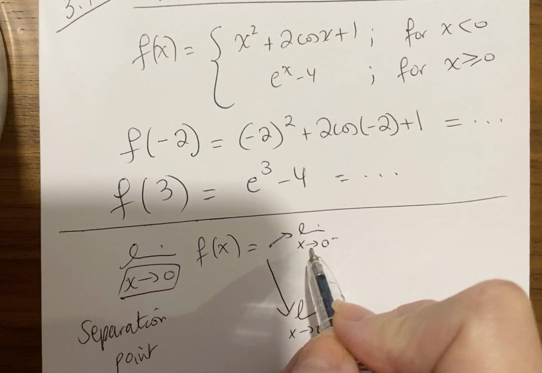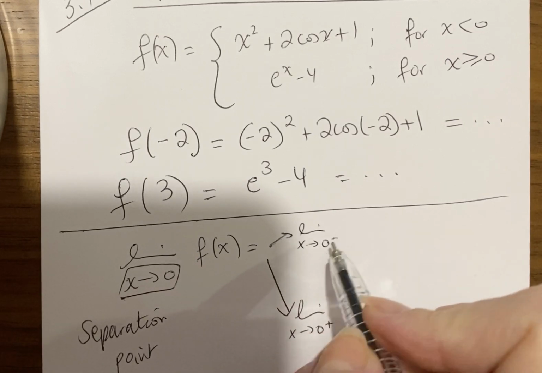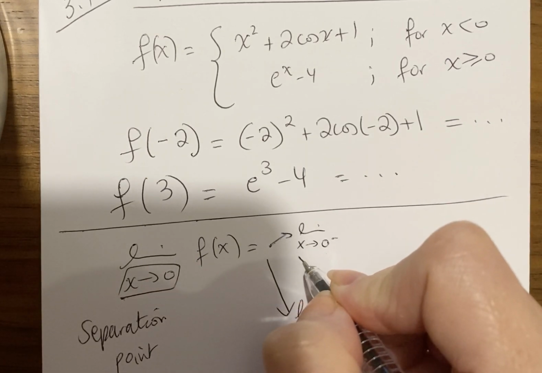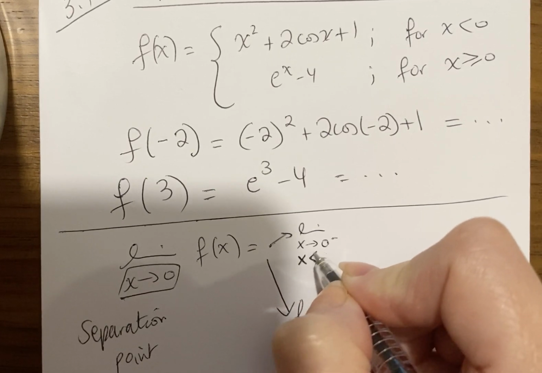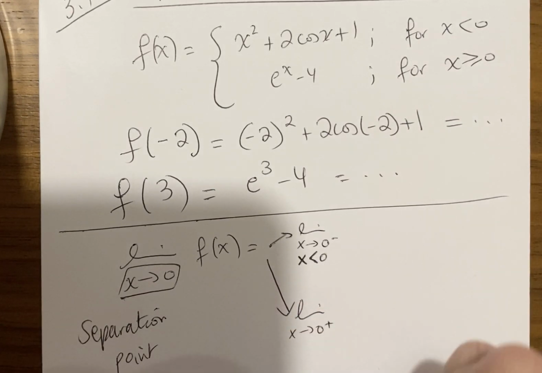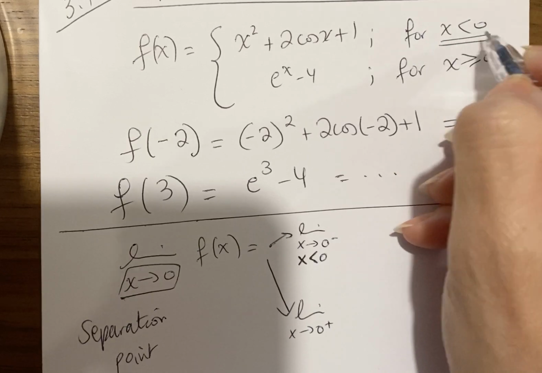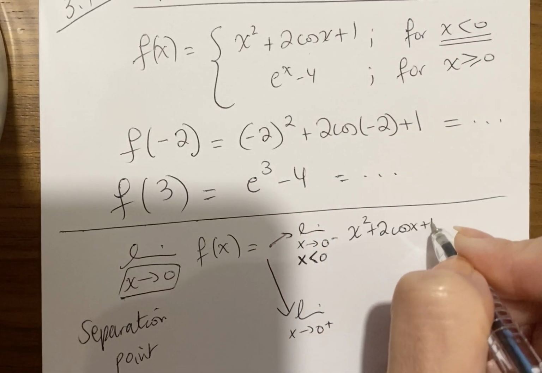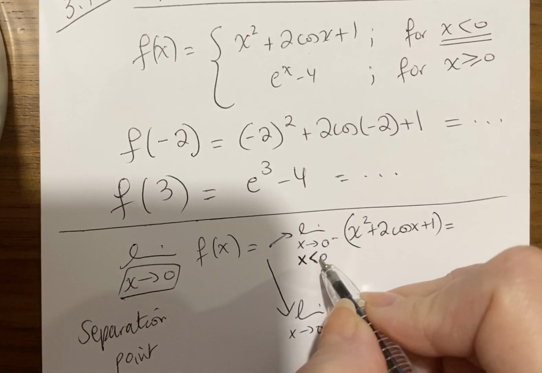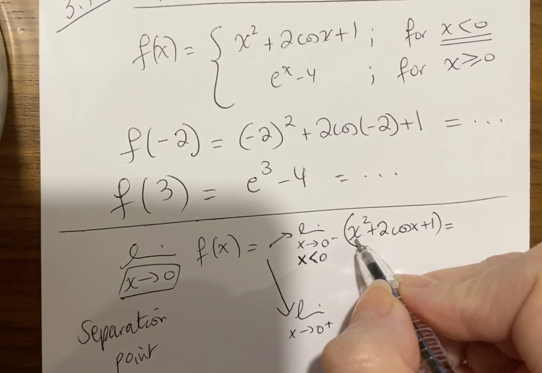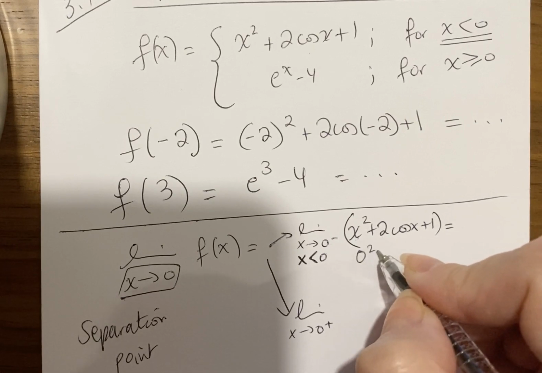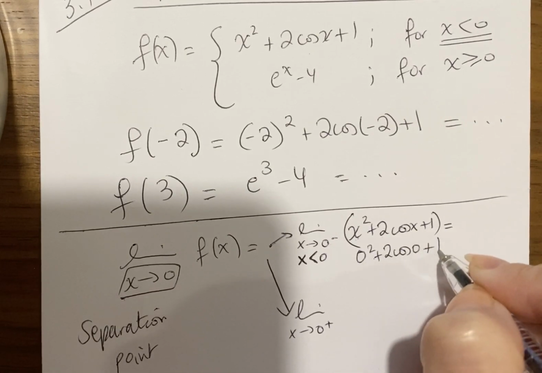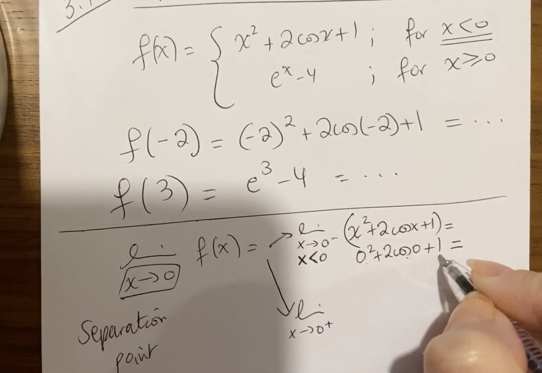So over here, f of x equals the limit as x approaches 0 minus. What does x approaches 0 minus mean? It means that x is less than 0. When x is less than 0, what is the function that we use? And thus now I substitute 0. I get 0 plus 2 cosine 0 plus 1. 0 plus 2 plus 1, 3.